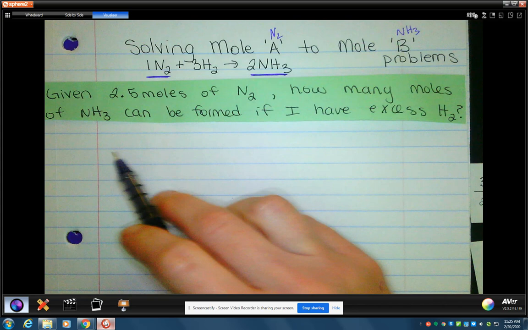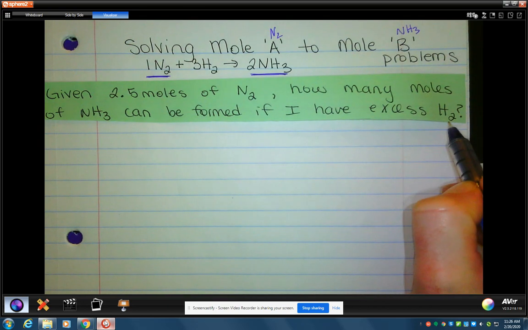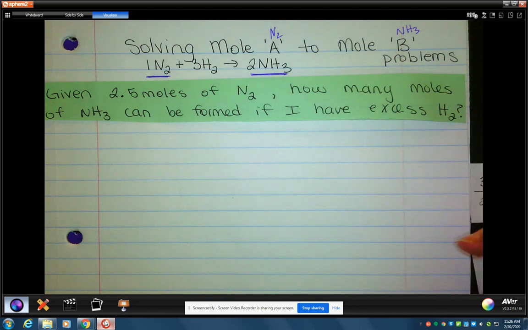Now it referenced all 3 chemicals. So you're going to have to pick out the information that tells you what you're really concerned about. For this particular one, if I have excess H2, then I'm not really worried about it. I have as much as I could possibly need. It's like if I was making cookies and I had 2 cups of sugar, 1 cup of milk, and 5 pounds of chocolate. Obviously, I have enough chocolate, so I don't need to worry about that one.